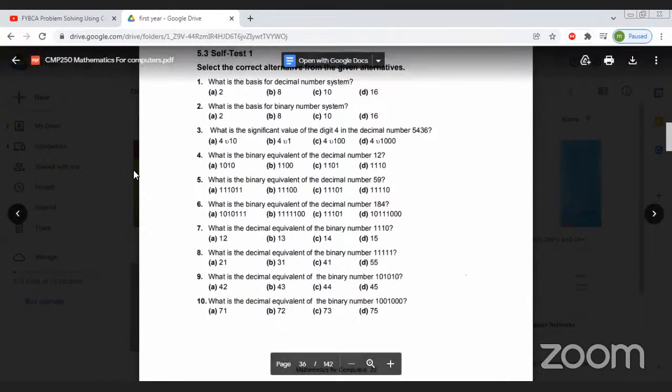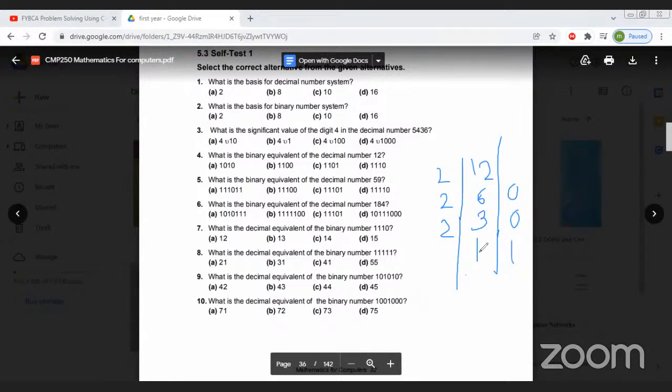Now let's check. What is the binary equivalent of decimal 12? 12 will be there. 2 6s are 12. So here becomes my 0. 2 3s are 6. So again 0. 2 1s are 2. But I have used only one number, so 1 is still remaining.